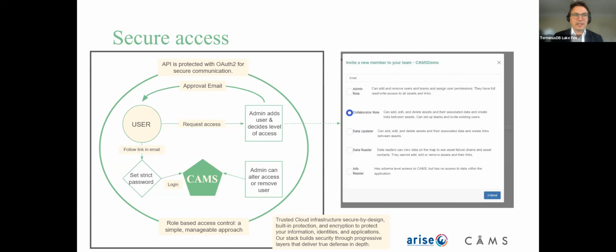And we have role-based access control, which is a simple but secure and manageable approach. You can see that we have quite granular control. Some people may only be data readers, so they can only see part of the data. Some people may be schema readers only, so they can see the structure of the data but have no access to the data within, and all the way up to admin. And then if the cloud version of the tool is used, which we host, it's built to be very secure by design, with built-in protection and encryption to make sure that information is really very secure. So we build security through layers that deliver defense in depth.